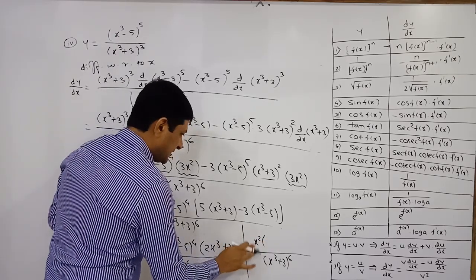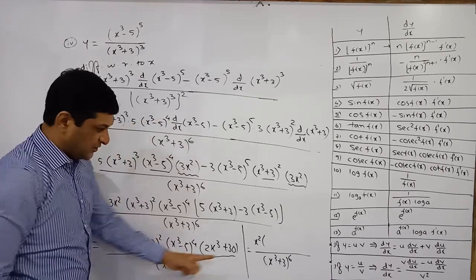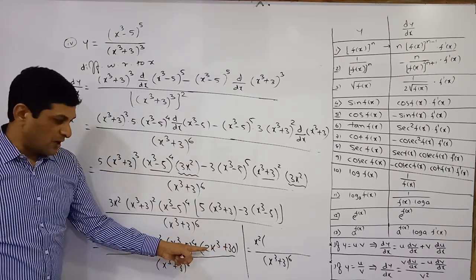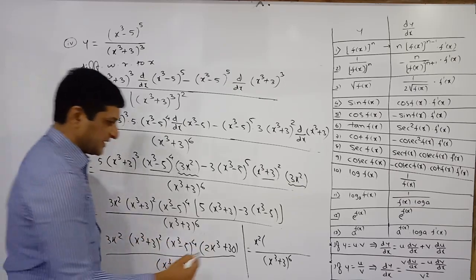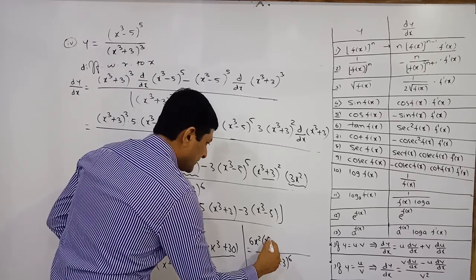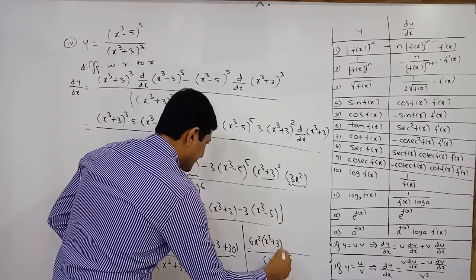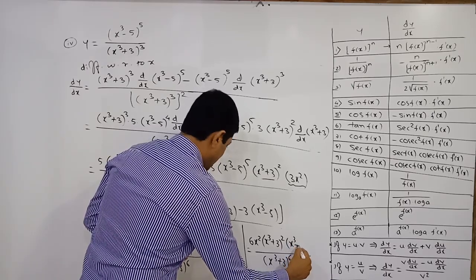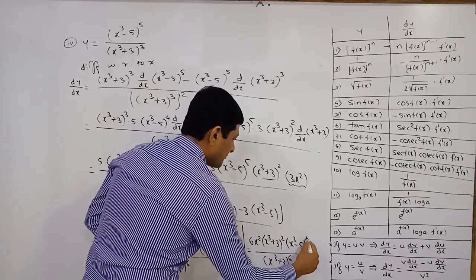Just a minute. Keep this x from these two terms. Observe these two terms. Can I take 2 common here? If we are taking 2 common, 2 into 3 will become what? 6. So here we will get 6x square. Keep this second term, x cube plus 3 raised to power 2 as it is. Keep this next term, x cube minus 5 raised to power 4 also as it is.